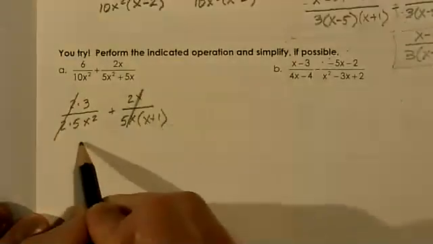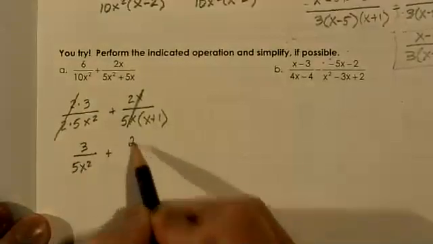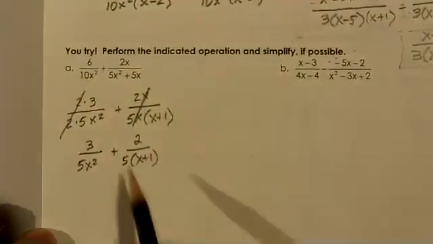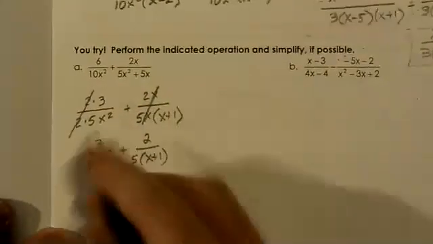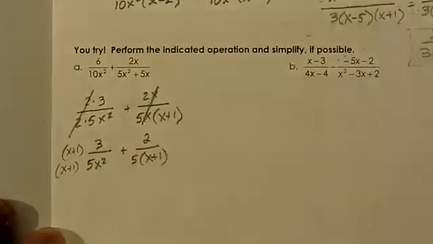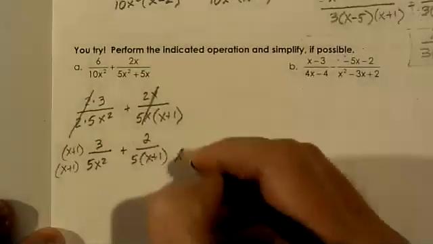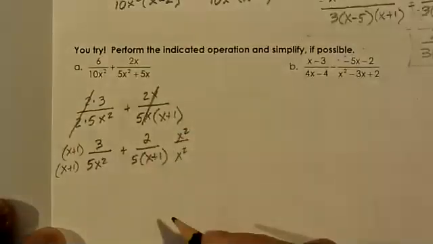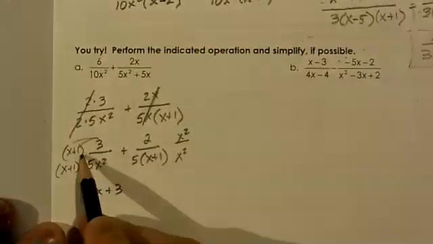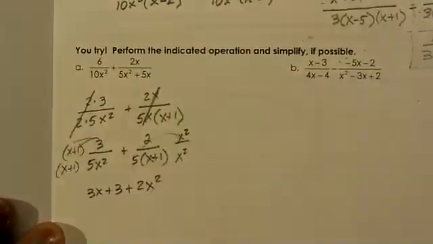So now you're actually working with the problem 3 over 5x squared plus 2, 5 times x plus 1. They both have a 5. This one does not have x plus 1, so the top and bottom need x plus 1. This side, what is it missing? It's missing the x squared. So we're going to get 3x plus 3. And we're going to get to 2x squared.